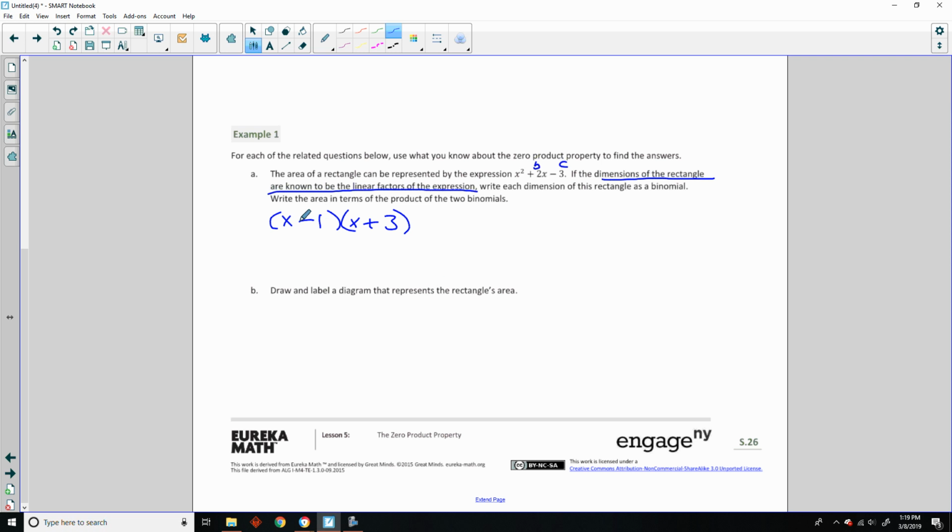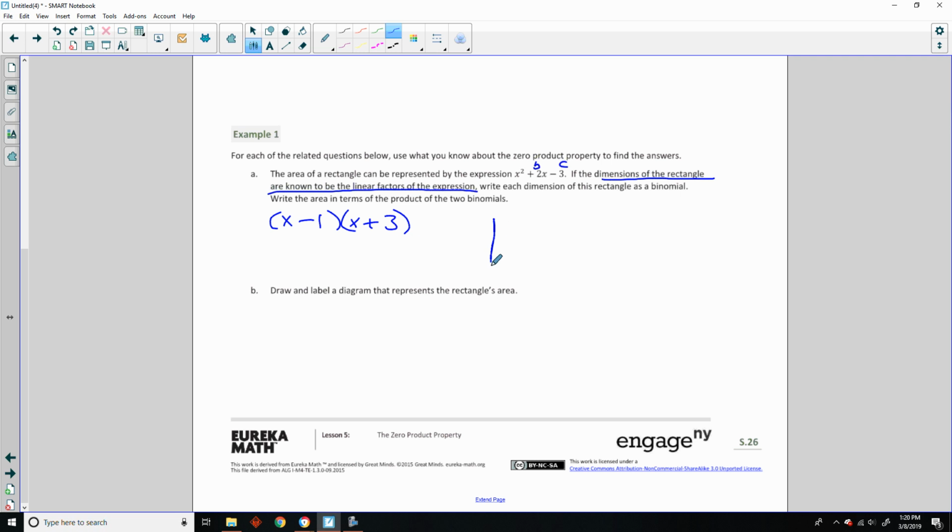All right, so those are linear. That's x minus 1, slope of 1, y-intercept of -1, and x plus 3, slope of 1, y-intercept of 3. Those are two linear expressions. Okay, write each dimension of this rectangle as a binomial. Write the area in terms of the product of the two binomials. So the factors of x squared plus 2x minus 3 are x minus 1 and x plus 3. So the dimensions of the rectangle are x minus 1 and x plus 3.